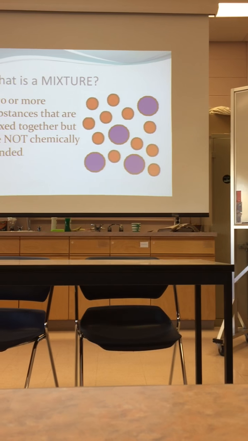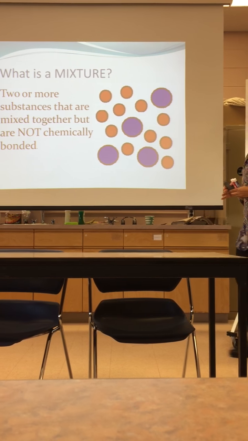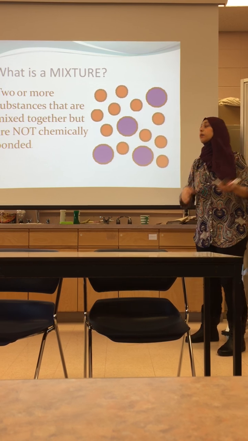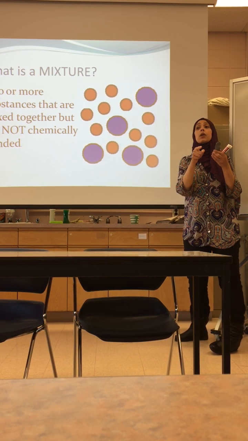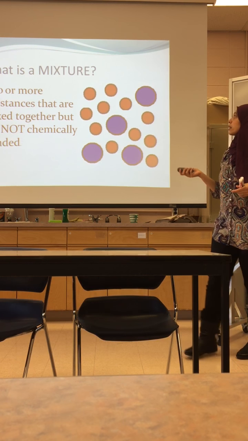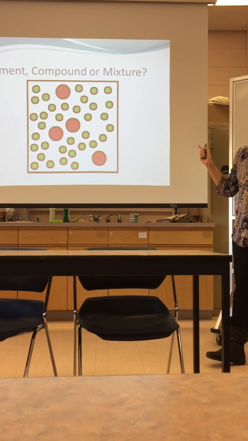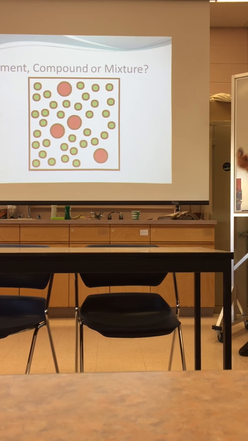Okay. So we define the element, we define the compound, and here's the mixture. As we said and represented by the blocks, they are scattered and they are not stuck together, in case of the Lego. They are separated from each other. So now it's your turn to tell me, what is this? Is it an element, compound, or mixture?